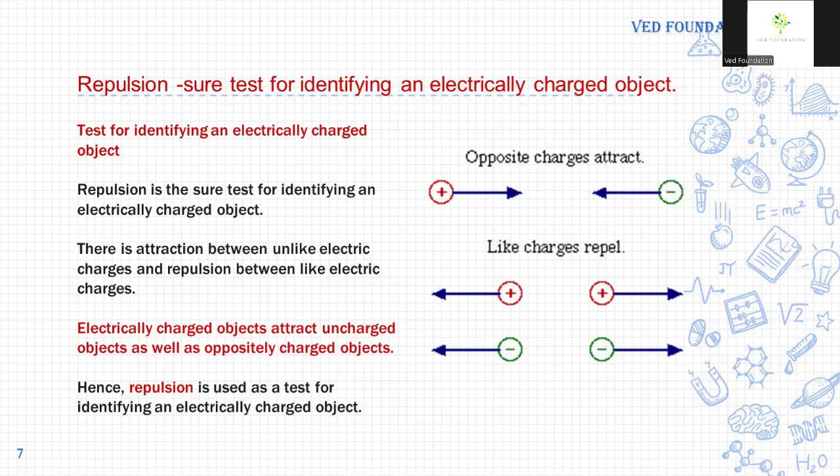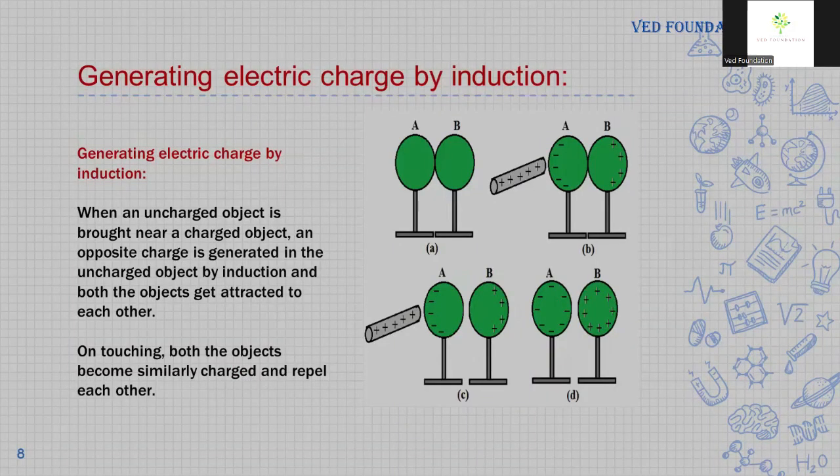An electrically charged object attracts an uncharged object as well as an oppositely charged object. So attraction can't be the sure test for identifying an electrically charged object. But repulsion occurs only between like charges. So repulsion is used as the test for identifying an electrically charged object.